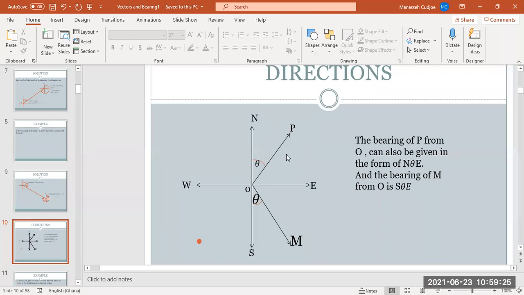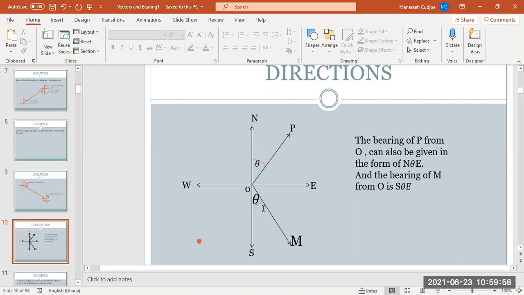So in direction, the angle is always formed with the north line or the south line. I can have another one here, and the angle should be formed with the north line. I can have another one here, and the angle should be formed with the south line. So we always start with north or south, and east or west should always end. So directions are angles that are either east or west of north, or east or west of south.